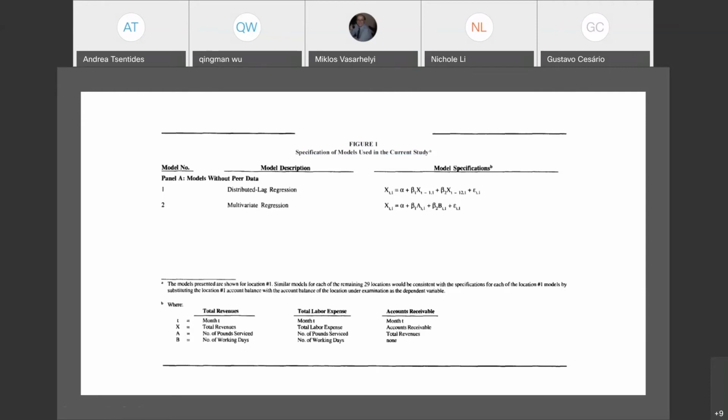Andrea, what do you think? Yes, no, I agree. It was very interesting to read and see how those models were developed. It made sense. I liked it.